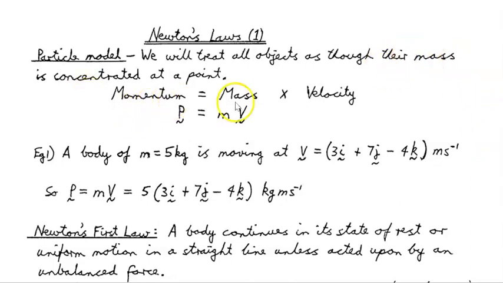The momentum is the mass times the velocity. Momentum is a vector, it has a magnitude, and it also has a direction. Mass times velocity, so a body of mass 5 kilograms is moving at v equals this vector here, meters per second, and so P is m times v, which is 5 times that, in kilograms meters per second.